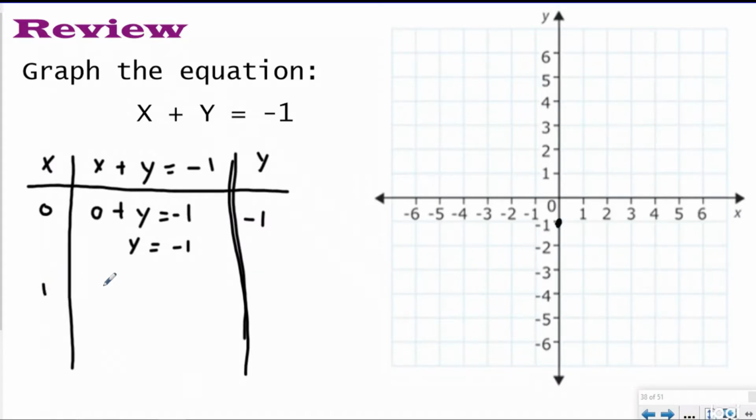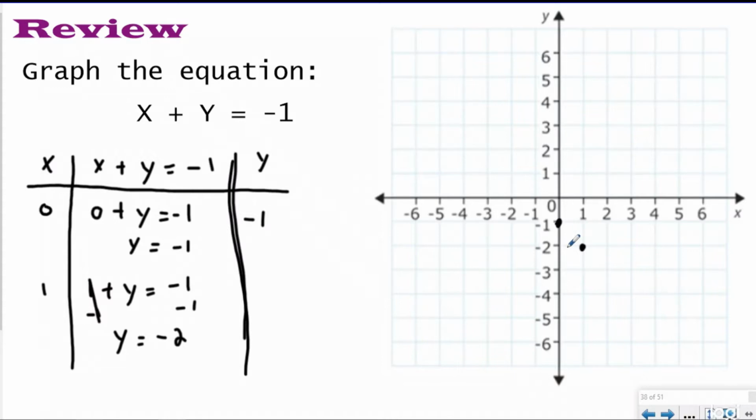And then let's just do one more. So let's do 1. So when x is 1, what was y? And you had to get rid of this, which means you do the same thing on both sides. And so y equaled -2, right? And we were able to graph that, and it took a little bit of time because we made this ordered pair chart.